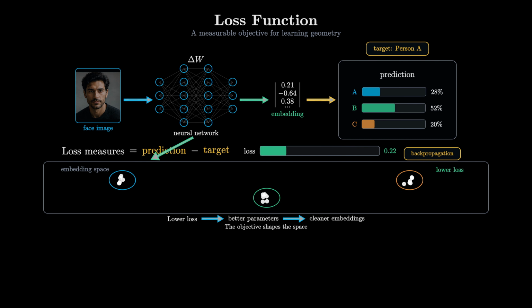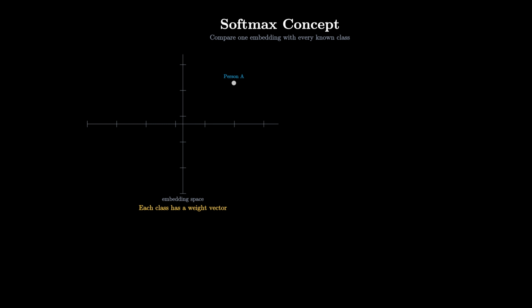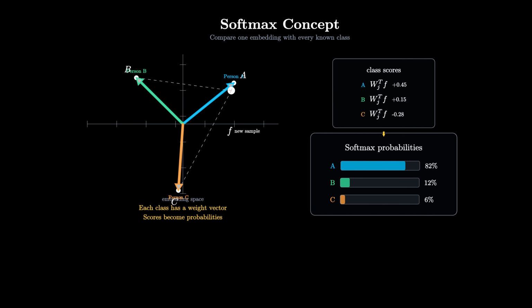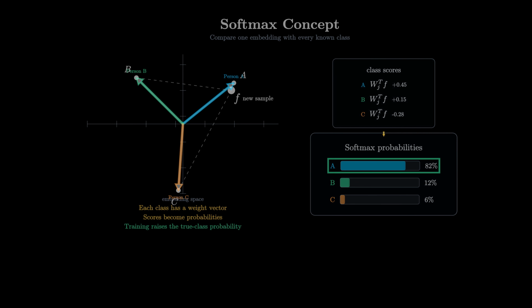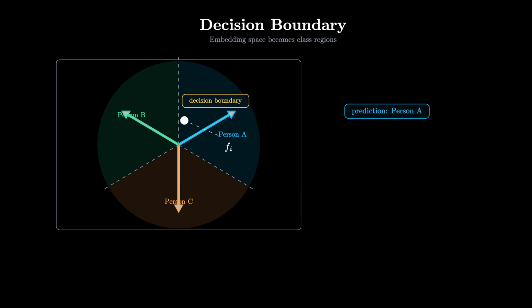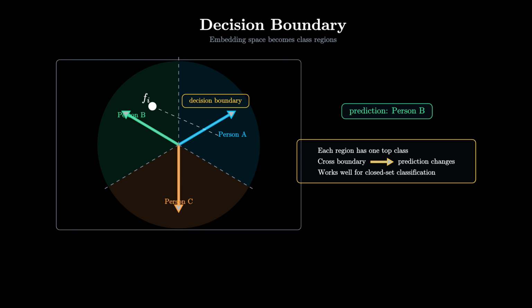After an embedding is produced, Softmax compares it with the identity classes in the training set. Each class has a weight vector that acts like a representative direction. The class that matches the embedding best receives the highest probability. The goal of Softmax is to make the probability of the correct class as high as possible. During training, the embedding space is gradually divided into classification regions. The boundaries between these regions are called decision boundaries. If an embedding lies on the correct side of the boundary, it is classified correctly. The problem is that softmax only focuses on correct classification.